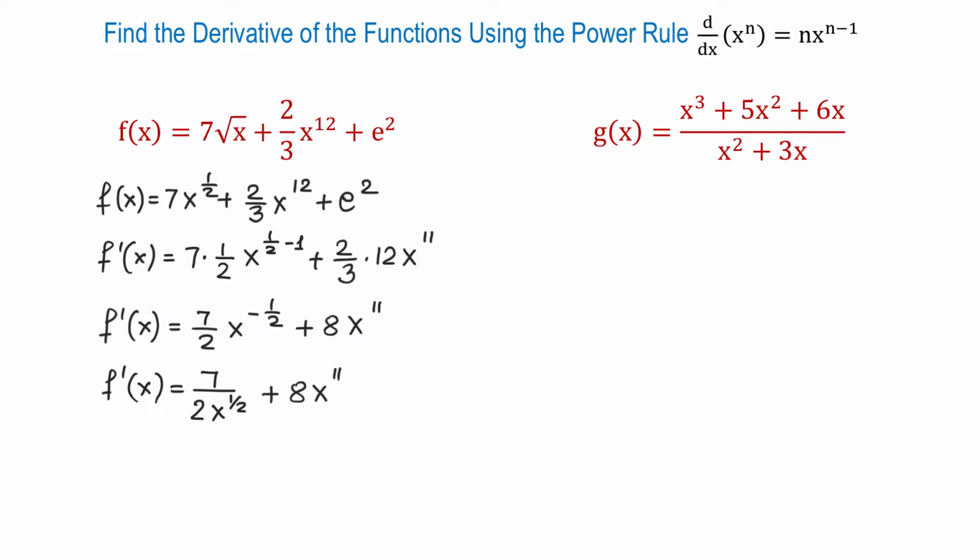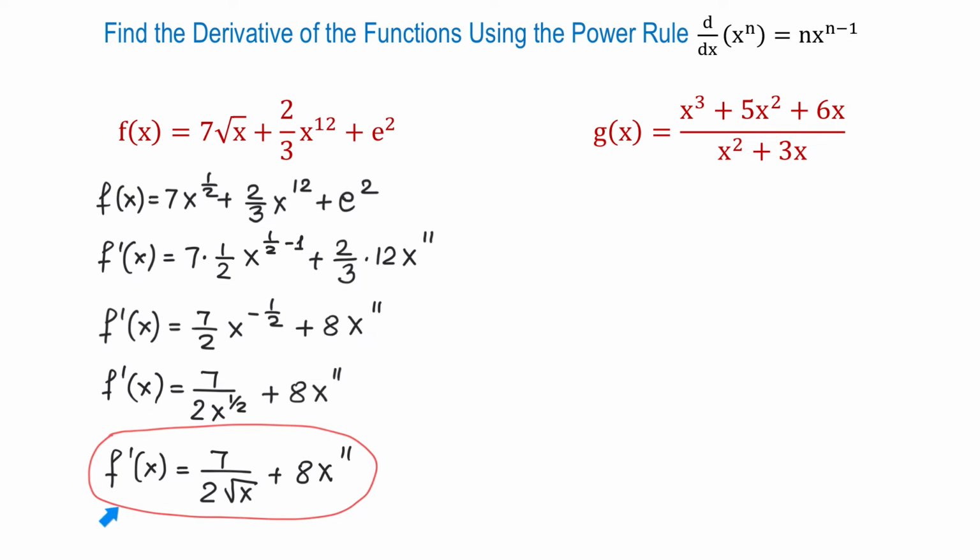We can also write x to 1/2 as square root of x, then we will have the following. F prime of x equals 7 over 2 square root of x plus 8x to 11. And this will be the derivative of f of x.